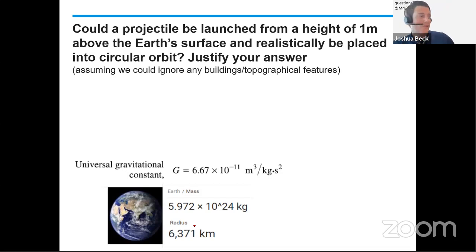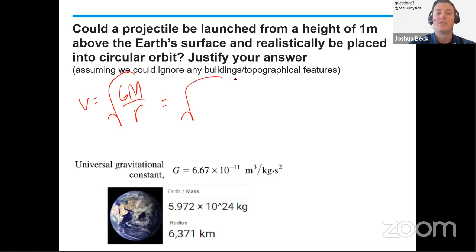Now we're back inside of our smaller scale. Could it be launched 1 meter above the Earth's surface and realistically be placed in a circular orbit? Now, obviously, some things are going to be in the way. There's buildings, there's hills, mountains, whatever. There's topographical features in the way. The radius of the Earth is not uniform at all places. If we could ignore any of that, could we launch this projectile? Well, we can use our previous expression.